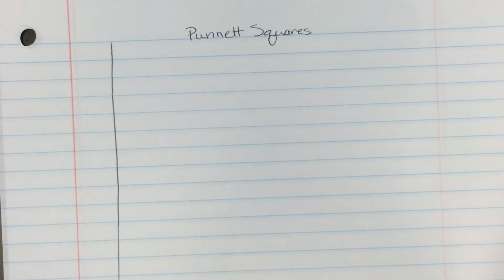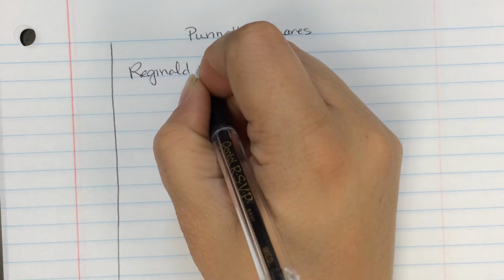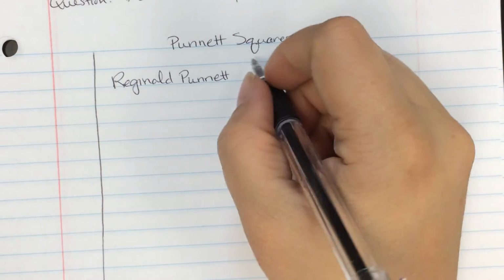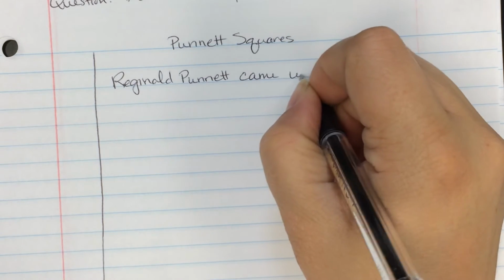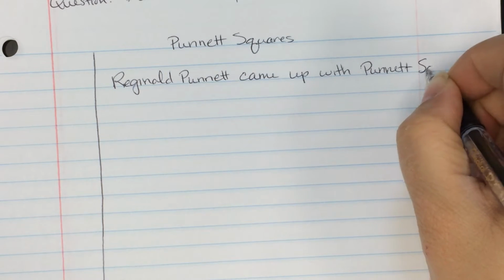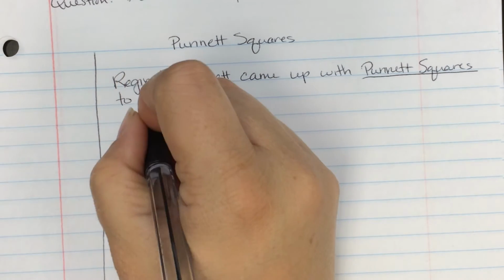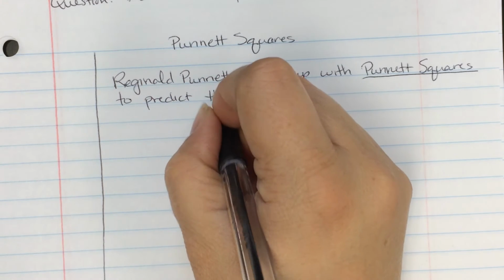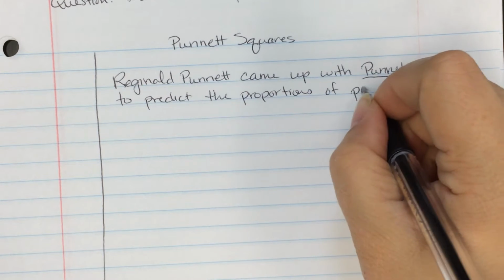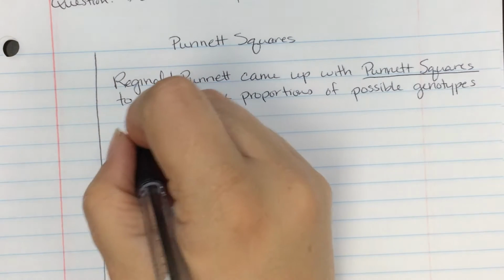So let's start really quickly with the history. Reginald Punnett. If you ever wonder why something has kind of a strange name, like a Punnett Square, it's probably because that was named after someone. So Reginald Punnett came up with Punnett squares. So that's one of our vocab terms, so let's go ahead and underline it. And he did this to predict the proportions of possible genotypes in offspring.